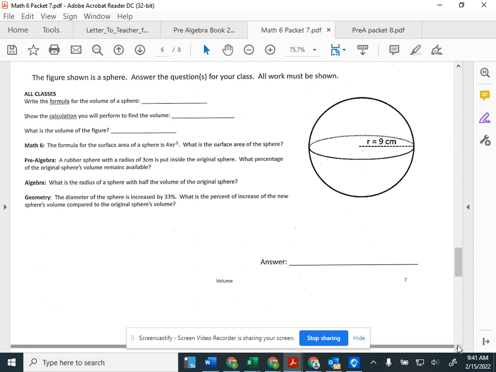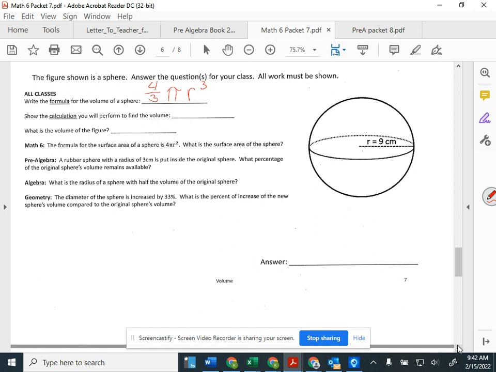Our big formula page. A lot of us have gotten the formula. If you did not get the formula, this is important that you write it down. The formula for the volume of a sphere is 4/3 times pi times r cubed.